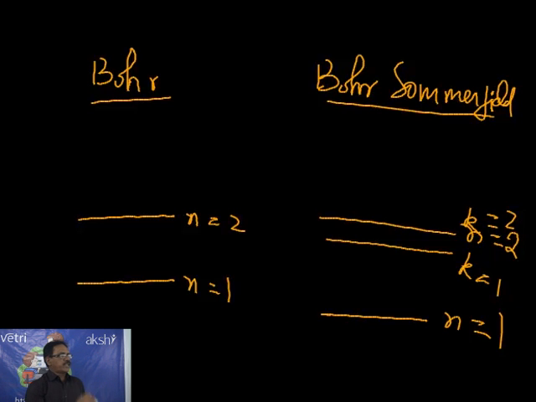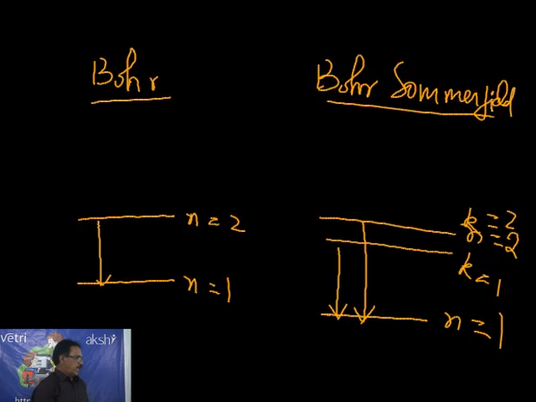If you are considering the emission spectrum, according to Bohr, if an electron jumps from n equal to 2 to n equal to 1, there is one line. Whereas in the case of Bohr Sommerfeld, if an electron jumps from the second level to n equal to 1, there will be two transitions. One is coming from k1 to n1, another is coming from k2 to n1. So according to Bohr, you get one line, whereas according to Bohr Sommerfeld, there will be two lines.